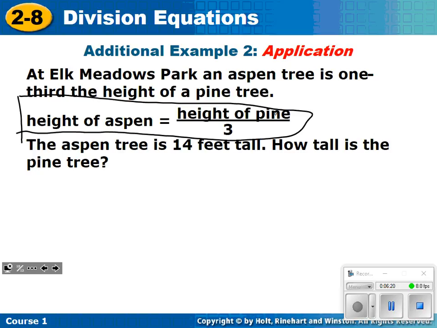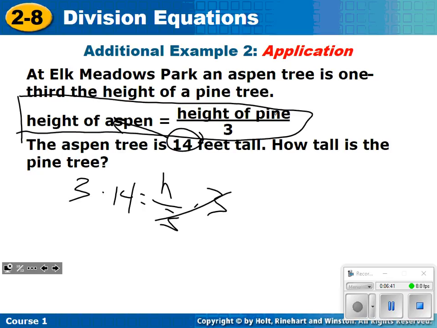Then it gives us the constant. The aspen tree is 14 feet tall. Okay, so we plug that in. So we got 14 equals height of pine tree divided by 3. That looks like a problem that we already know how to do. Multiply this times 3, this times 3. That goes away. We're left with h. Height of the pine tree is 3 times 14. 42 hippopotamuses. 42 what? Feet.